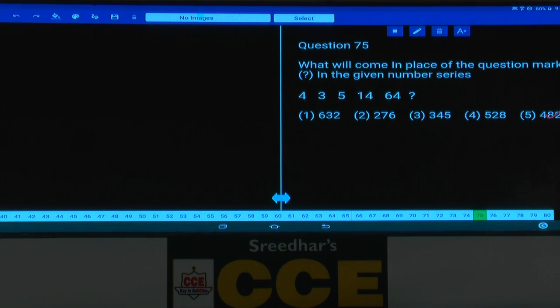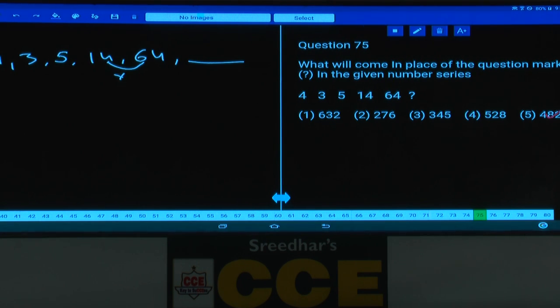4 and 3. 14 and 64. 4, 3, 5. And 14 and 64. How can you represent this one? 14 into how much? 14 into 5 or 14 into 4. 14 into 5 is how much? 14 into 5 is 70. 70 minus 6 is 64. Into 5 minus 6. Next one, into 4 minus 6. This one into 4. 5 into 4, 20 minus 6 is 14.